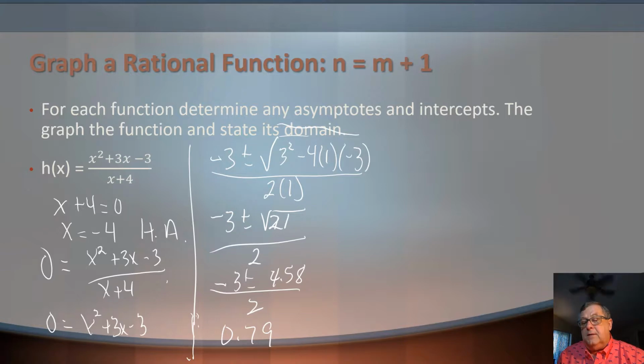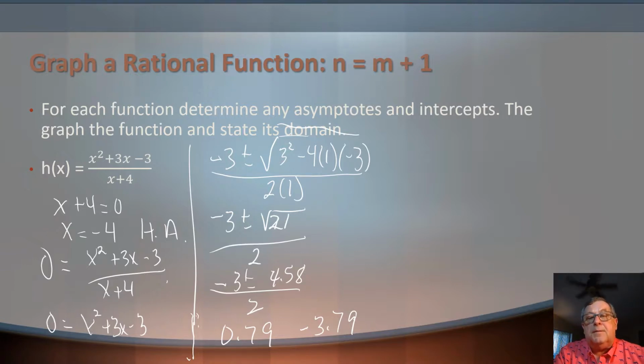And then we have negative 3 minus 4.58, divided by 2, and we get approximately negative 3.80 or 3.79. All right, that should take care of our x-intercepts.